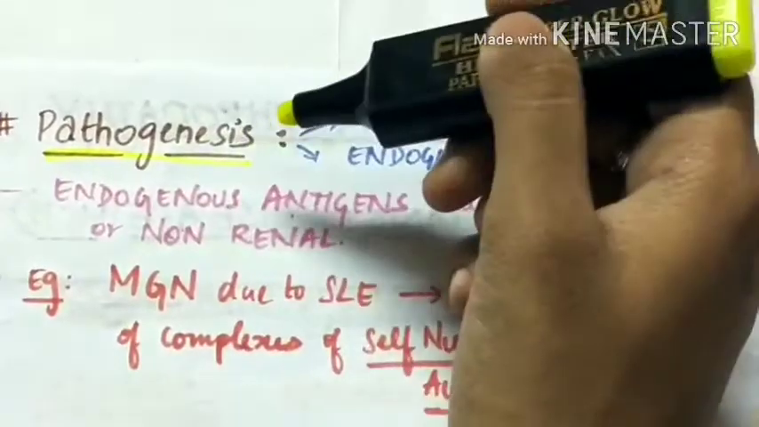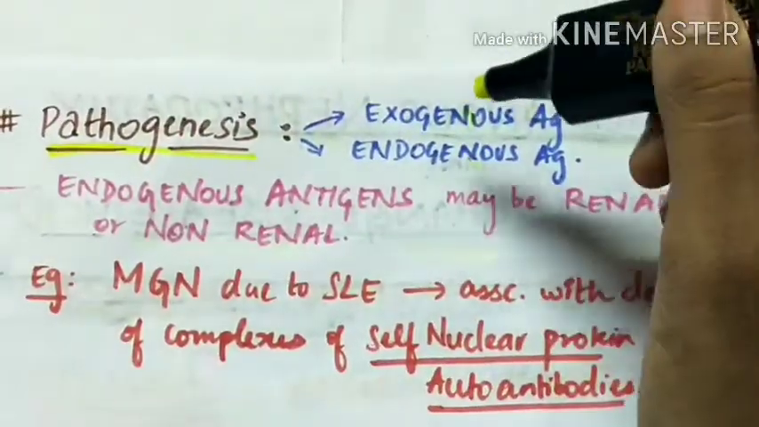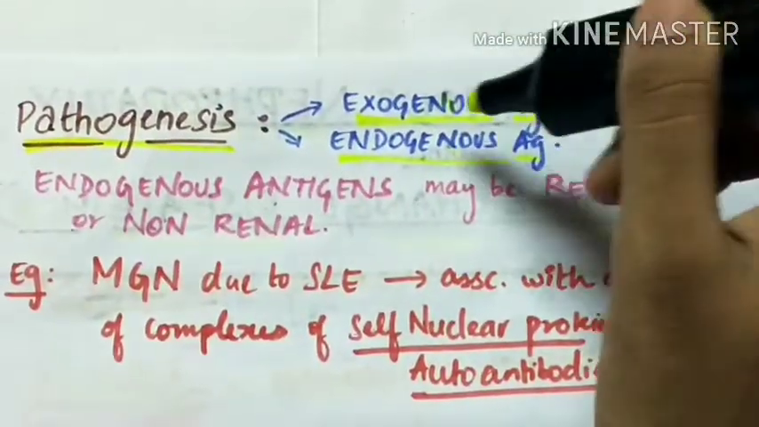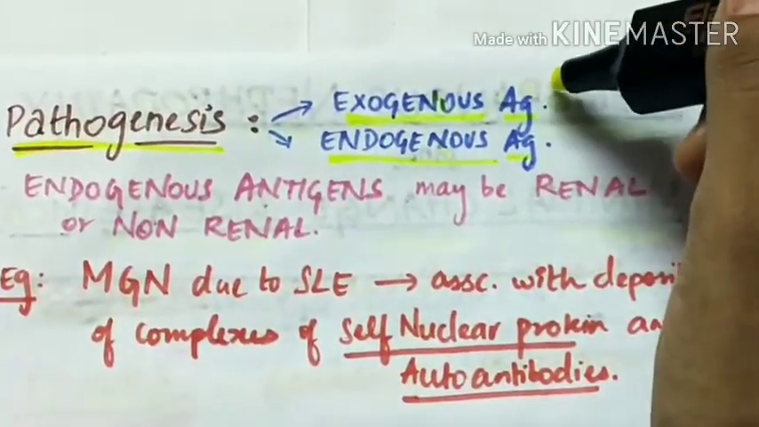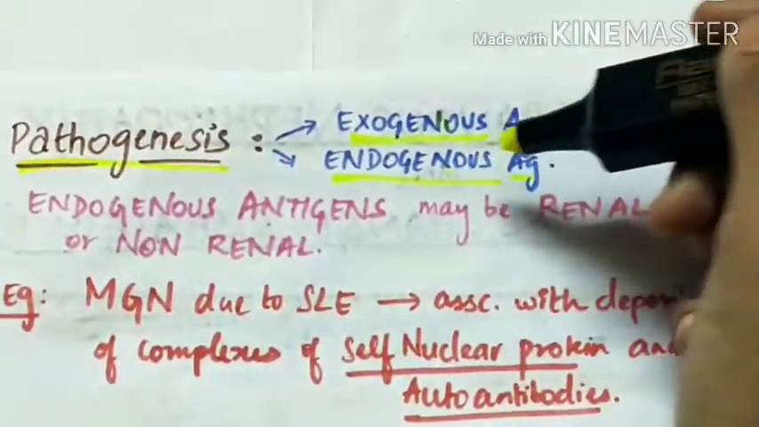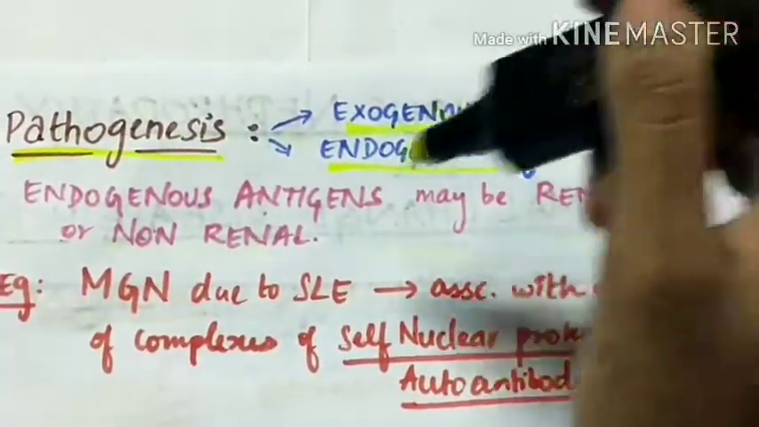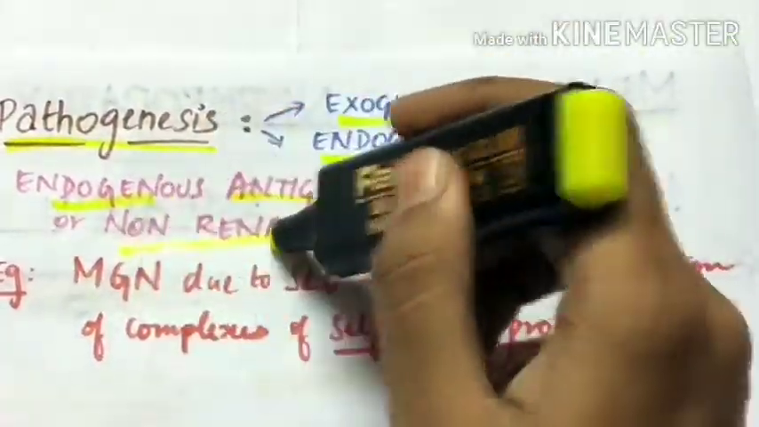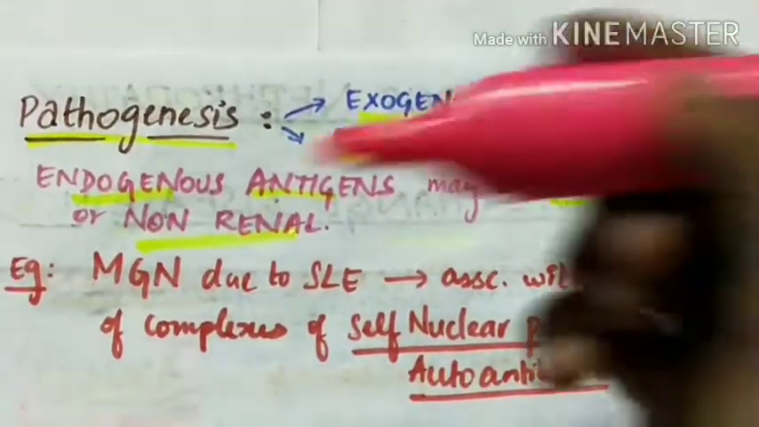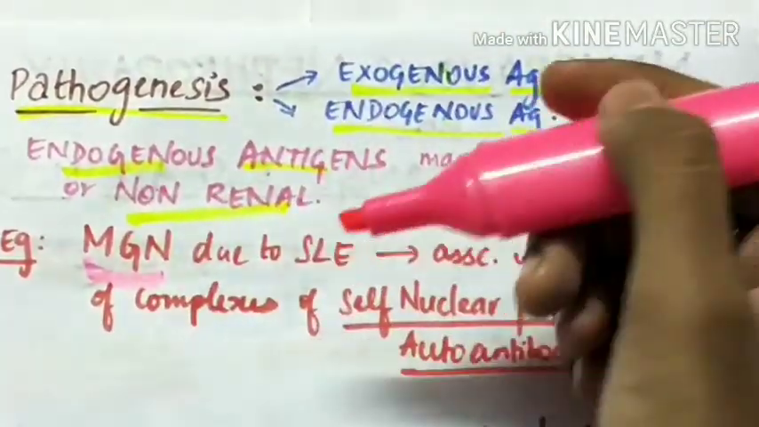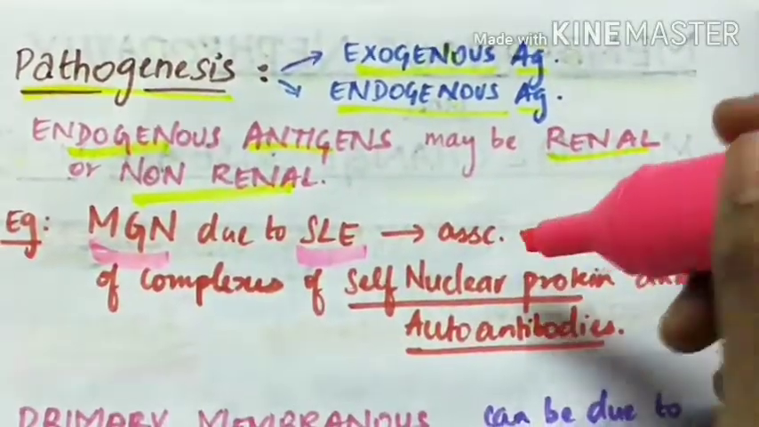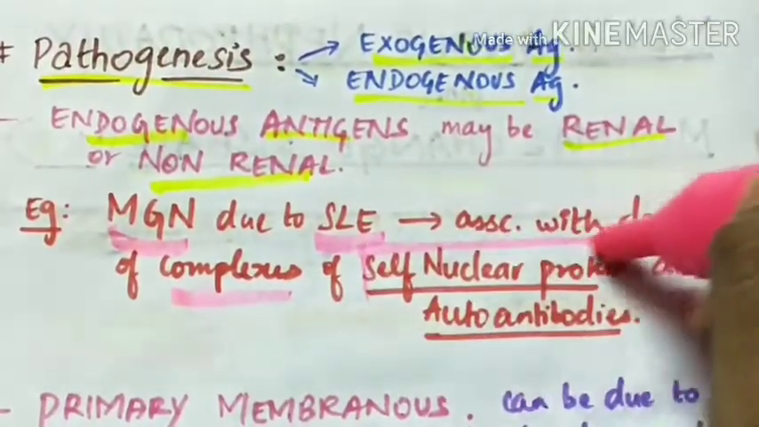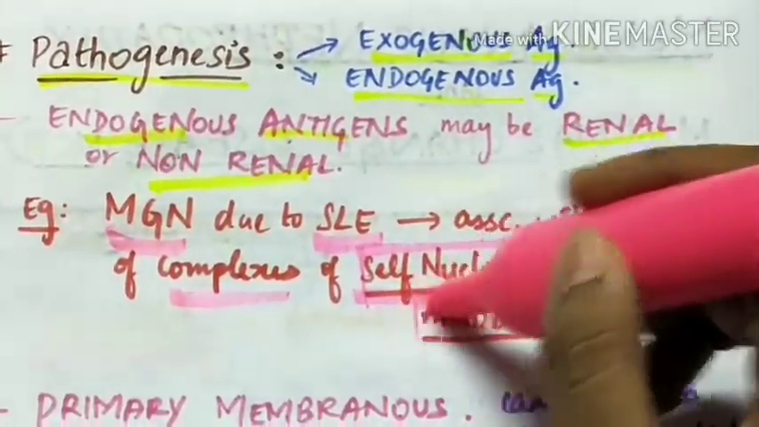Let's see about the pathogenesis of membranous nephropathy. So there can be two antigens, exogenous or endogenous antigens. Exogenous are the antigens which are coming from outside. Endogenous antigens are within the body. The endogenous antigens can further be either renal or non-renal. For example, the membranous glomerulonephritis due to SLE is associated with deposition of complexes made up of self-nuclear protein and autoantibodies.